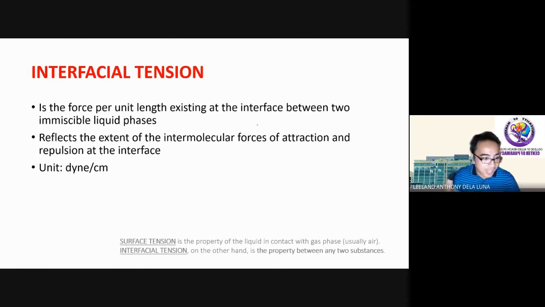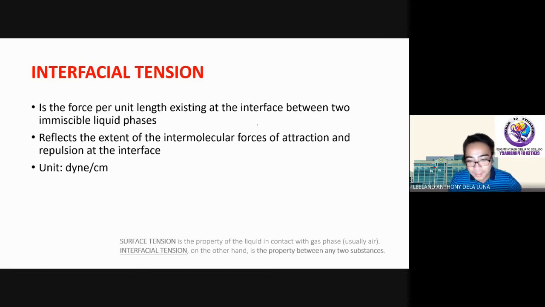Now, ano pinakaiba ng surface tension sa interfacial tension? Surface tension, class, is the property of a liquid in contact with a gas, normally, usually air. Kaya, class, yung surface tension created in water, say, for example. Di ba yun ang reason kung bakit nakakalakad yung ano nga bang insect yun? Basta yung mga insect nakakalakad sa water because of the surface tension created by the water itself. Now, when we say interfacial tension, class, that's the force existing between two liquids. Okay? Between two liquids, such as an oil and a water. Two immiscible liquids.